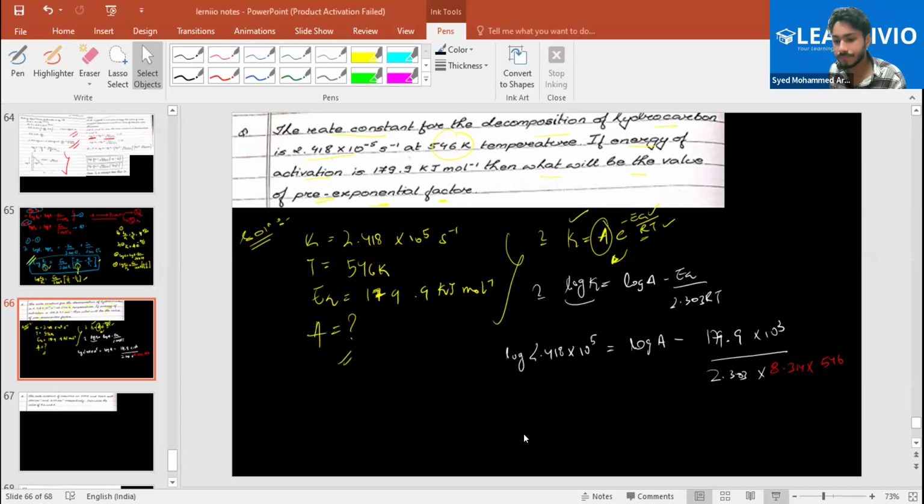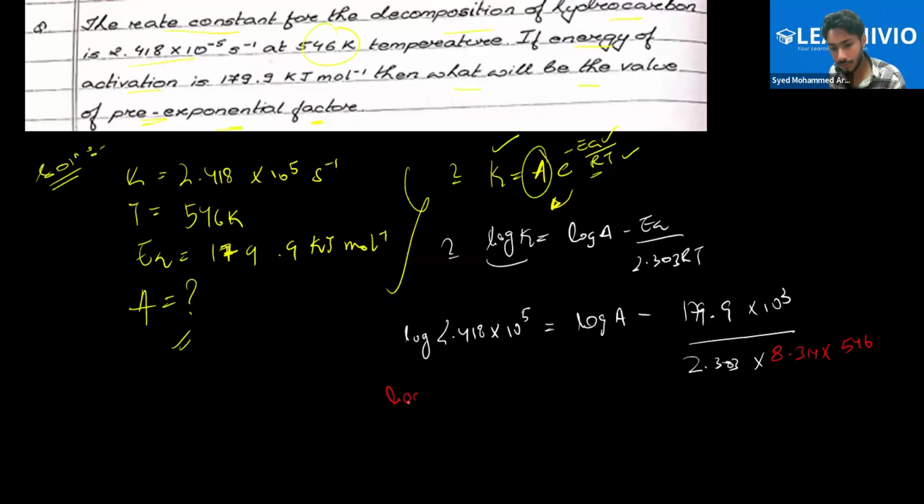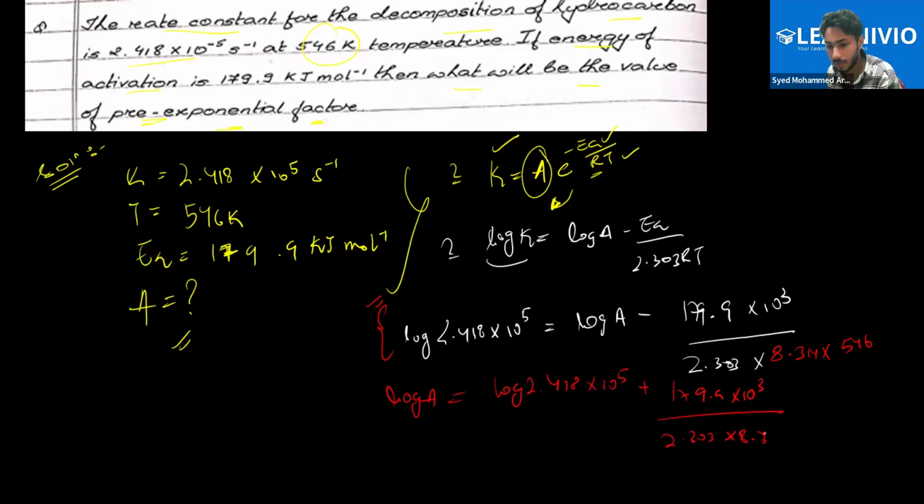Okay, see. So first of all, for log A, the log part you have to first learn, how to take anti-logs and how to solve for logs. So that you have to do by yourself at home, or you can ask your maths teacher, who will help you. But I'll help you how to solve it. So 179.9 into 10 to the power of 3 divided by 2.303 multiplied by 8.314 multiplied by 546.